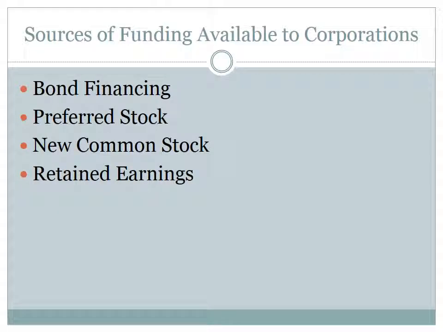Now, what are the various sources that are available to corporations in terms of financing? Well, the major sources are bond financing, preferred stock financing, new common stock financing, and retained earnings. And so we want to take a look at each one of those individually and determine what are the advantages and disadvantages of each one of those.